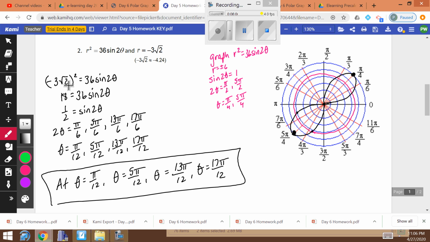So if I substitute that in, again, if this is r, I can put that into my equation. Square it, we get 18. Divide, we want to know where the sine is 1/2. So that means 2 theta is pi over 6 and 5 pi over 6. But again, because it's 2 theta, we have to go all the way to 4 pi. So add 2 pi to both of those and get our other 2. And then again, divide everything by 2. Taking a look at the graph, again, we can see we have 1, 2, 3, 4 solutions here, and we get our answers.